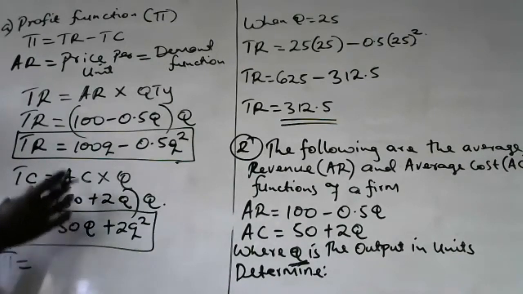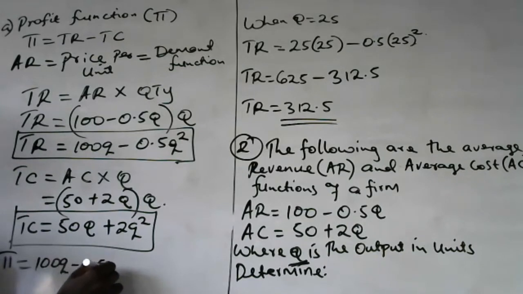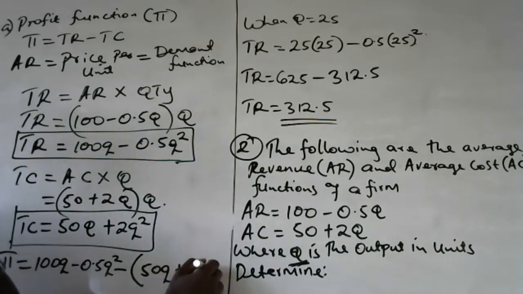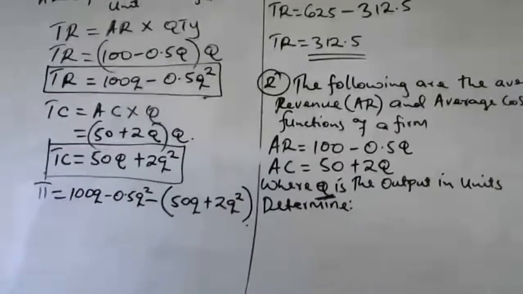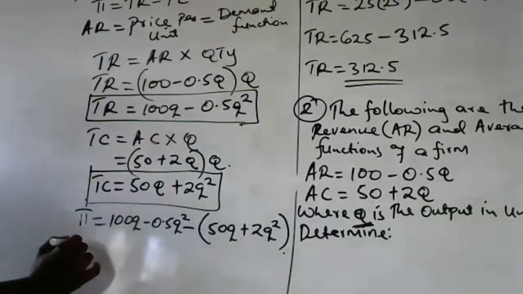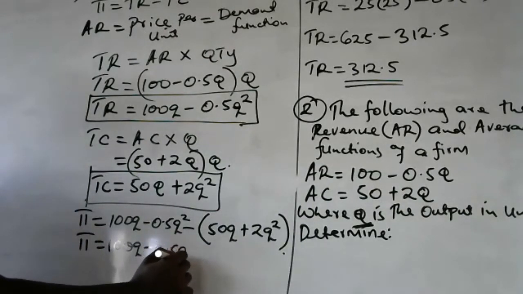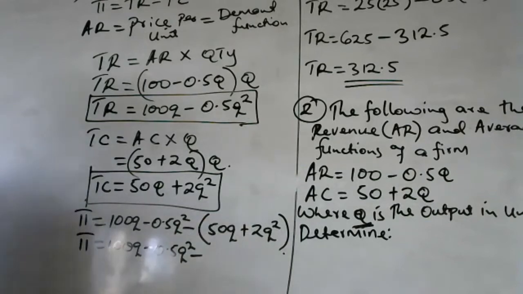total revenue minus total cost: 100Q minus 0.5Q squared minus, in brackets, 50Q plus 2Q squared. Remember, always when you are subtracting, the total cost function must be in brackets. If you open the bracket, you find that profit will be given by 100Q minus 0.5Q squared, and the minus sign will change the sign of whatever we have inside the bracket.